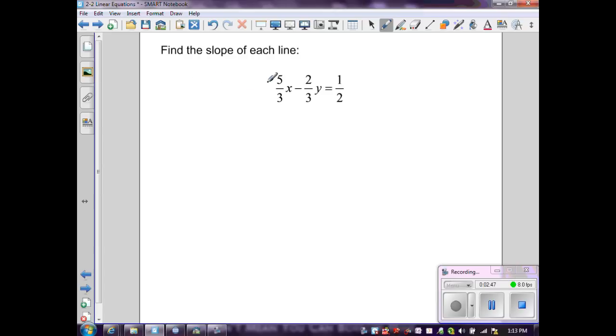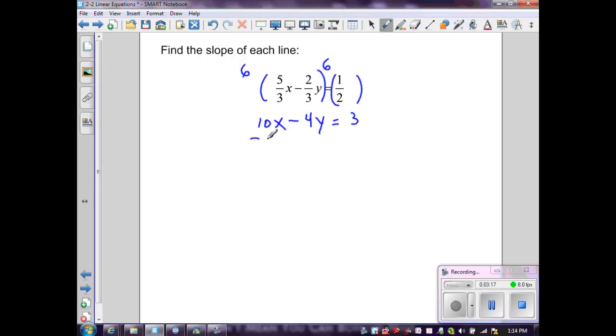Here they want us to find the slope. Let's eliminate the fraction by multiplying both sides by the least common denominator. Here we have 3 and 3 and also 2, so our least common denominator is 6. 6 times 5 is 30, divided by 3 is 10x. 6 times a negative 2 is a negative 12, divided by 3 is a negative 4y. 6 times 1 is 6, divided by 2 is 3.